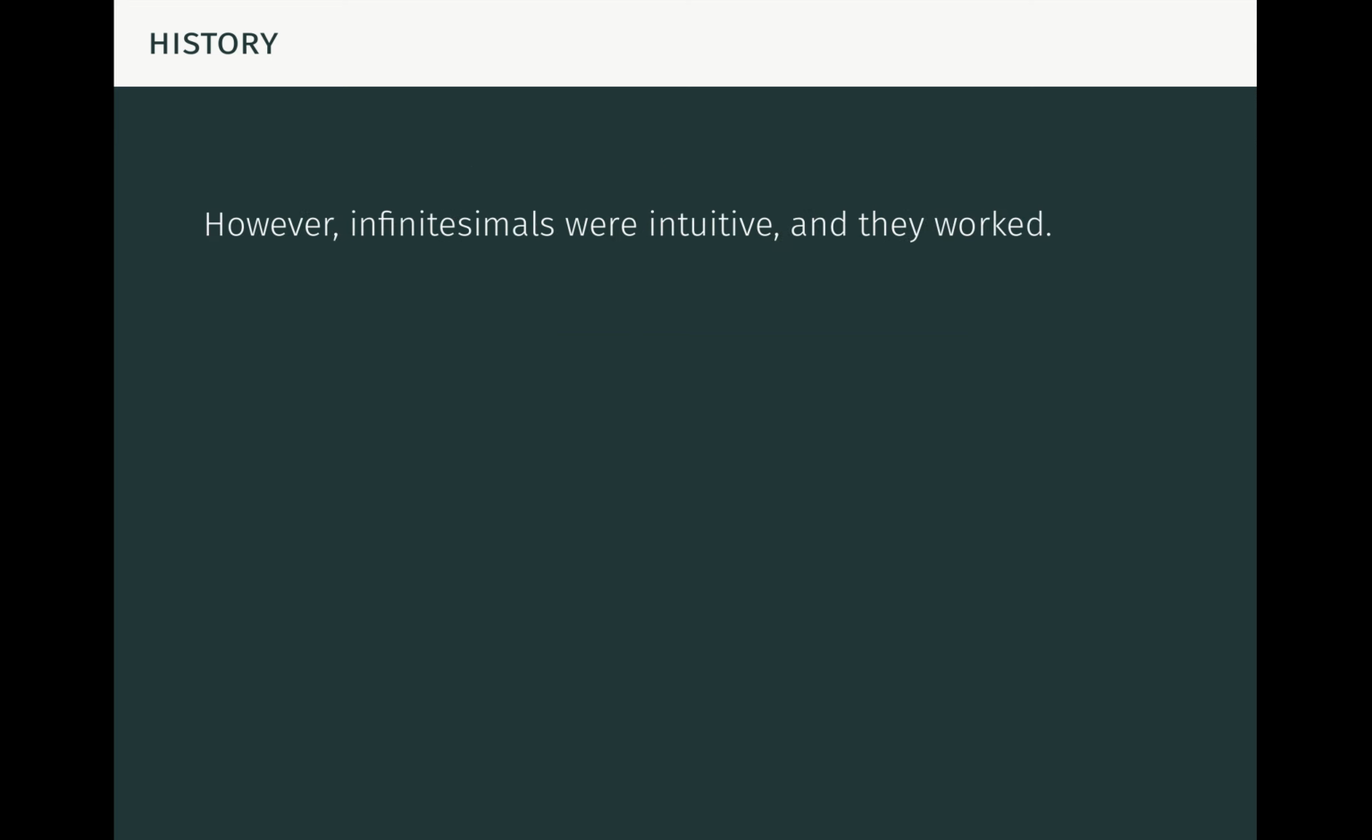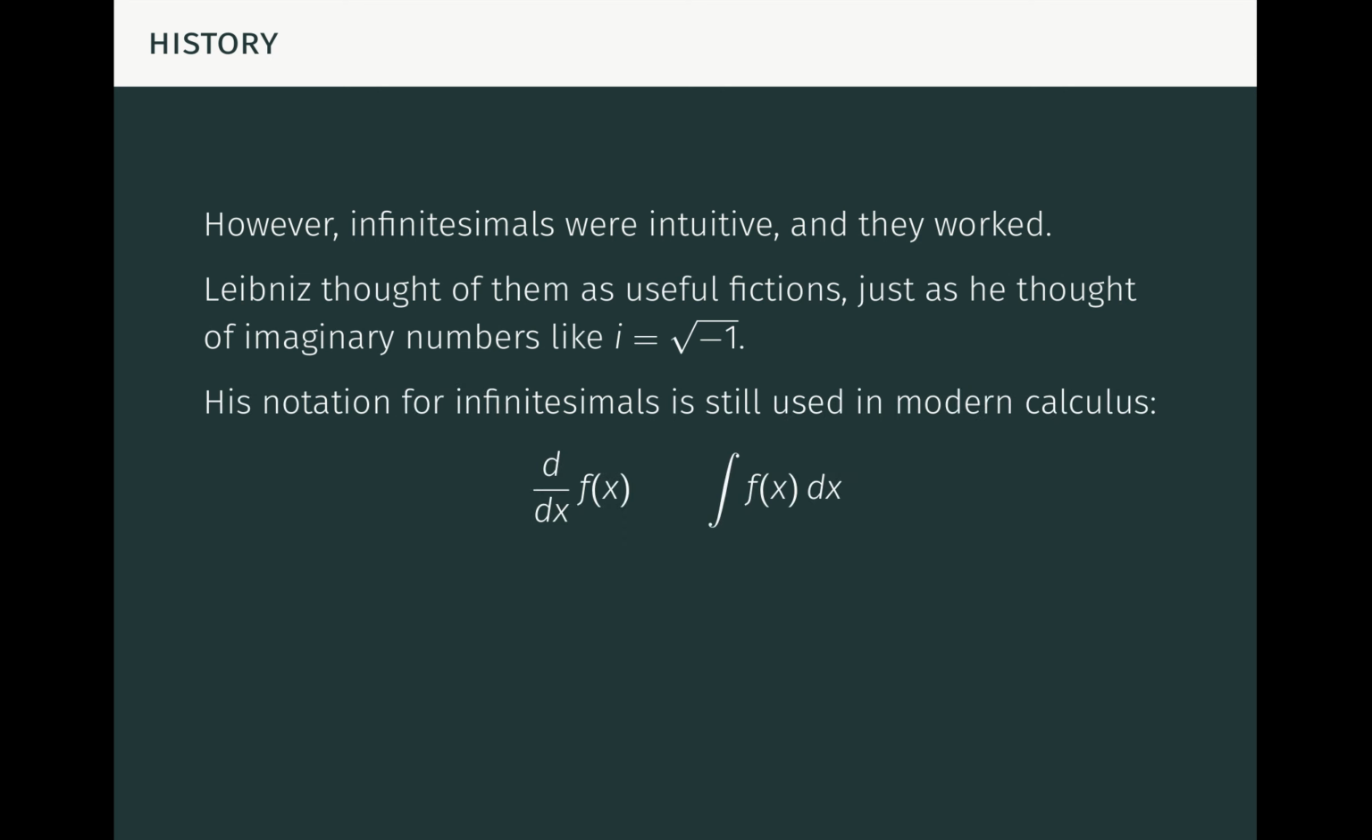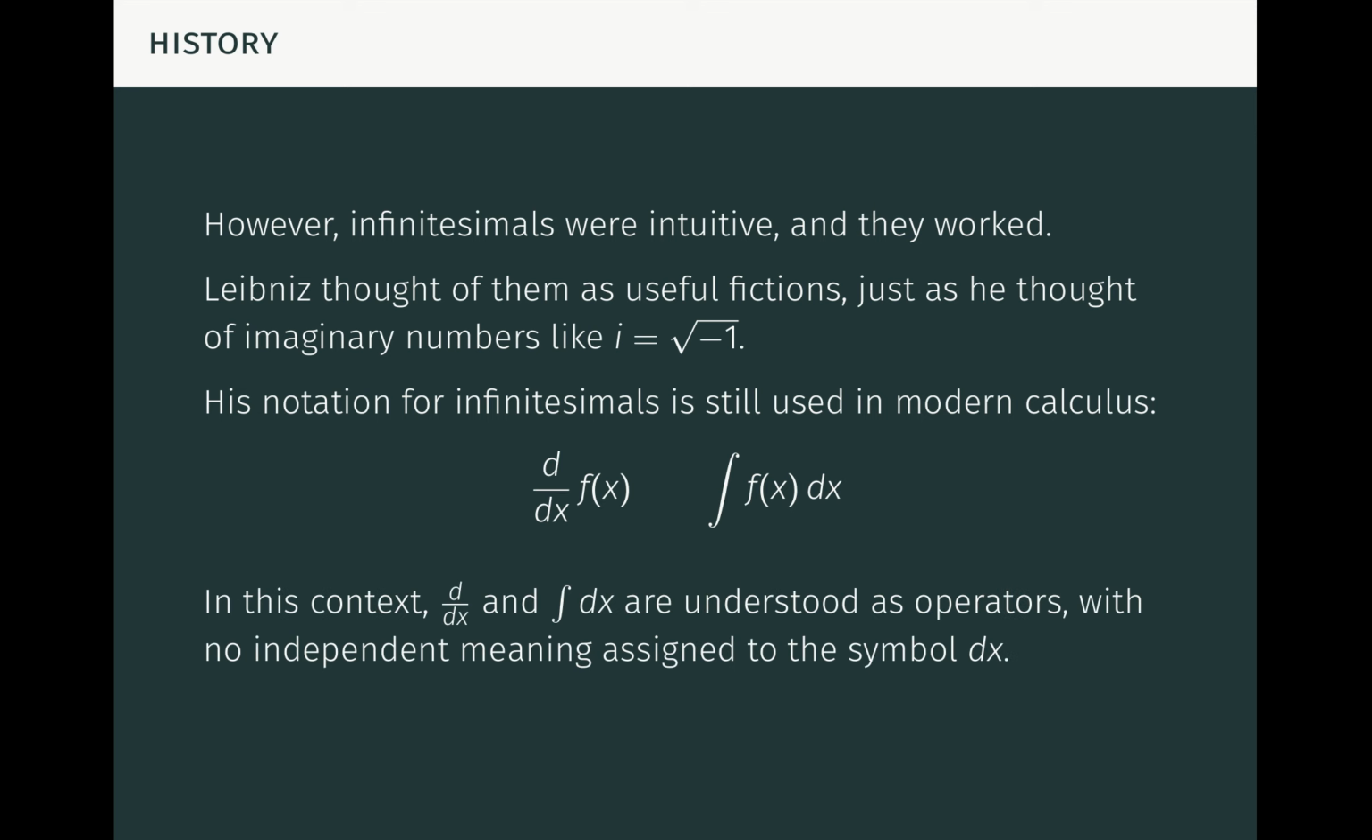However, infinitesimals were intuitive and they worked. Leibniz had thought of them as useful fictions, just as he had thought of imaginary numbers like i, the square root of -1. His notation for infinitesimals is still used in modern calculus for both the derivative and the integral. In this context, d over dx and integral dx are understood as operators with no independent meaning assigned to the symbol dx.